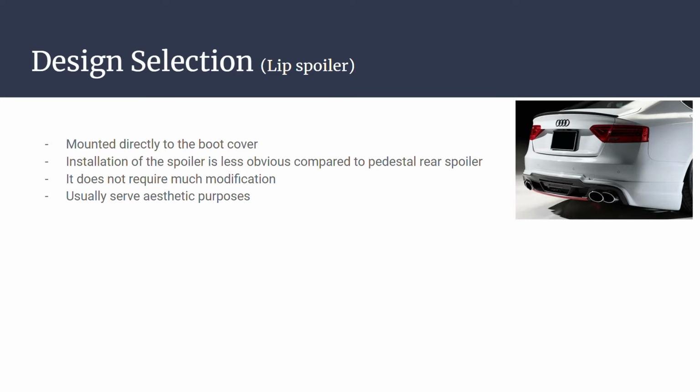And the next is lip spoiler. Lip spoiler is a type of spoiler that is usually mounted directly to the boot cover. The installation of the spoiler is also less obvious when compared to the pedestal spoiler, and the majority of this type of spoiler do not require much modification to the vehicles, as it is usually applied to the car by adhesive strip on the inside of the bumper to stick to the car.